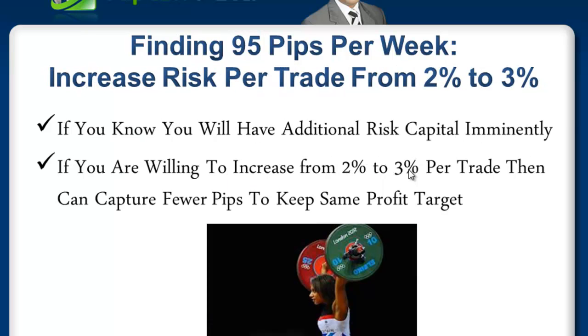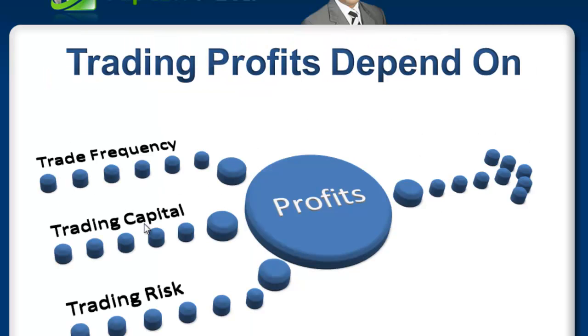Or another way is you increase your risk per trade from 2% to 3%. If you know you will have additional risk capital imminently, that's one reason why you might say, I'm willing to take more risk, so I'll increase to 3%. If you're willing to increase from 2% to 3% per trade, then you can capture fewer pips to get the same profit target, because obviously you're taking more risk. But of course the downside is you're taking more risk.